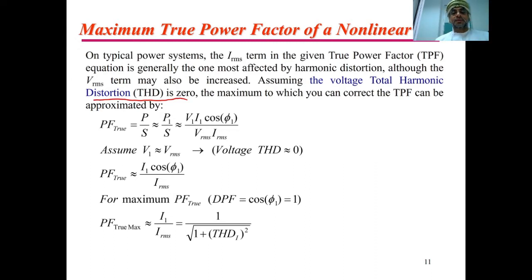Now let us assume that there is no voltage distortion, we have only current distortion. Then V root mean square will be equal to V1, and V1 will cancel with V1. Then we end up with the true power factor equal to I1 cosine over I root mean square.